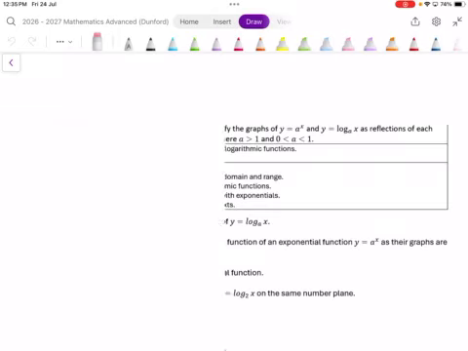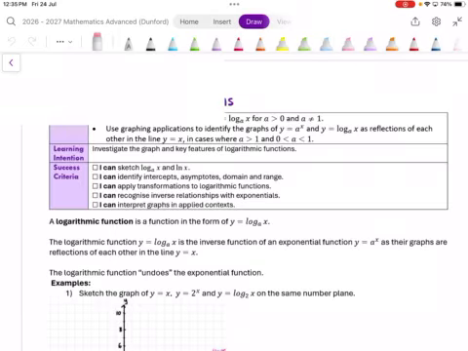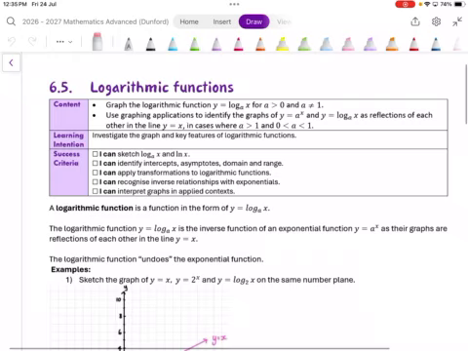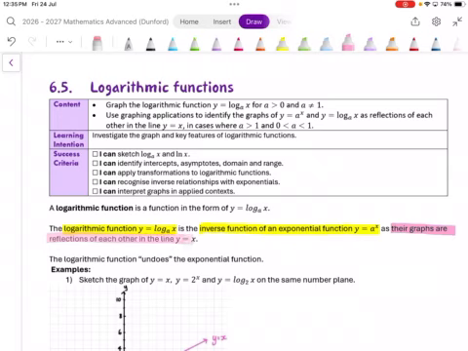Today, guys, we're looking at logarithms. So we have looked at what a logarithm is, but we're going to look at what the graph of a logarithmic function is. A logarithmic function is a function in the form of y equals log base a of x. And the logarithmic function, y equals log base a of x, is the inverse of an exponential function y equals a to the power of x. This is because their graphs are reflections of each other in the line y equals x.